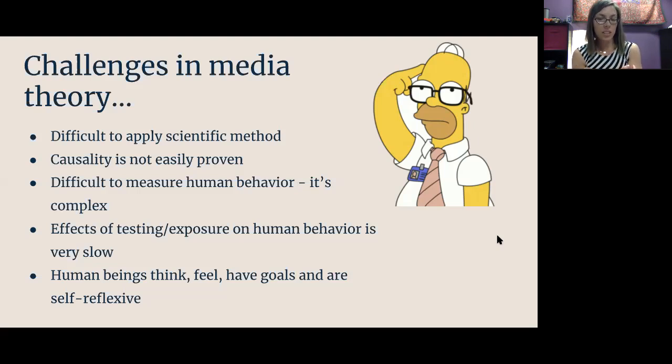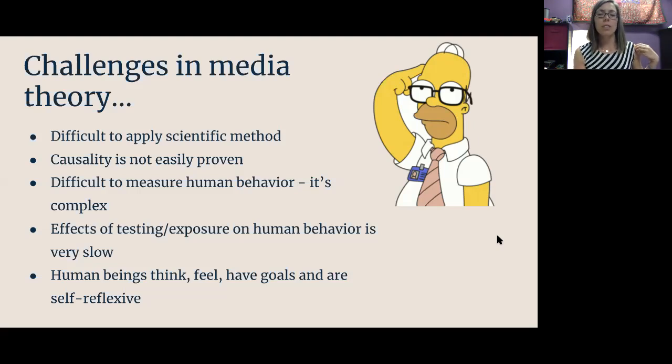The effect of testing and exposure on human behavior is really slow, so it's difficult to do longitudinal surveys because the impact isn't quick. It's not like if you poke someone 10 times, you see some changes in the body, or you give someone a certain medical procedure or pill and you see pretty quickly what the result is. Humans can be exposed to experiences, thoughts, and ideas, and they could change their ideas really quickly, really slowly, or never change.